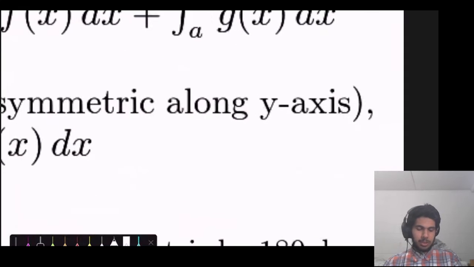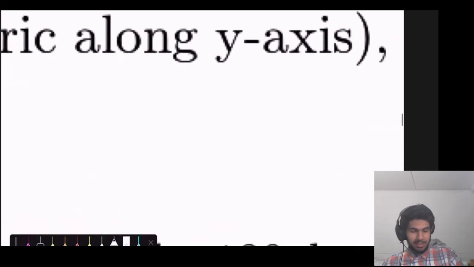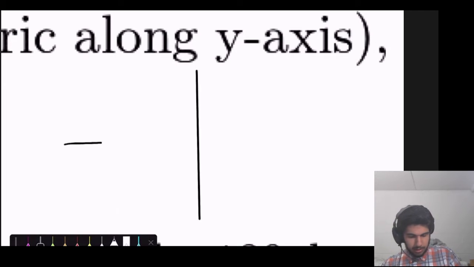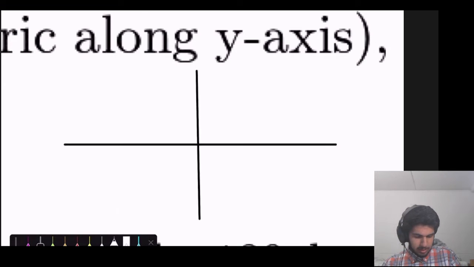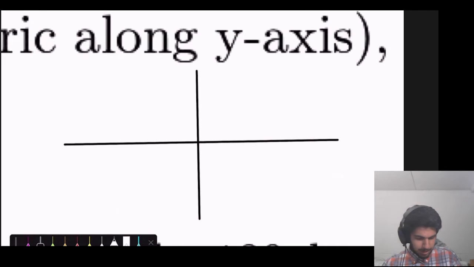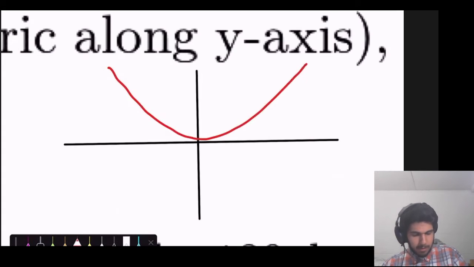Let's take a moment to look at this pictorially. I will sketch some axes here. That's an x-axis. There we go. And we want a function that's symmetric along the y-axis. So let's consider a parabola that looks something like this. Actually, let me just make it wider. Right, that's roughly symmetric along the y-axis.